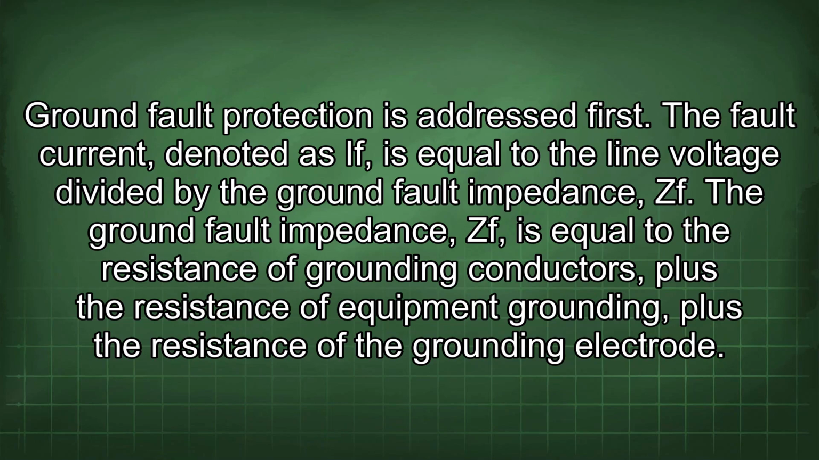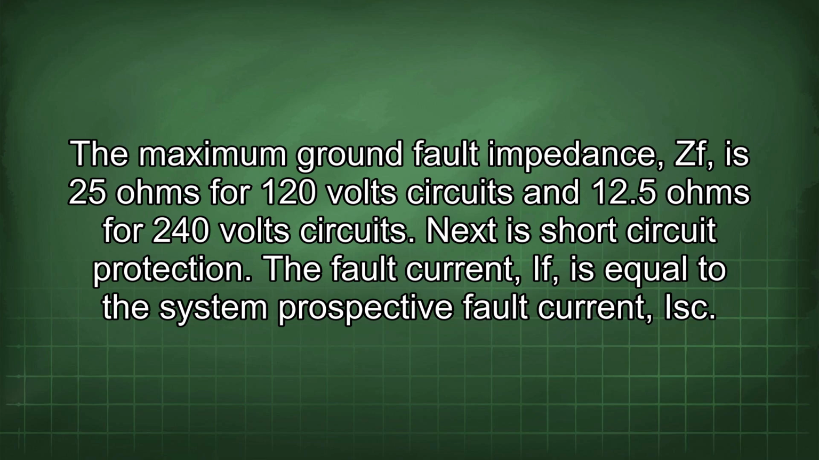Ground fault protection is addressed first. The fault current, denoted as F, is equal to the line voltage divided by the ground fault impedance, Cf. The ground fault impedance, Cf, is equal to the resistance of grounding conductors plus the resistance of equipment grounding plus the resistance of the grounding electrode. The maximum ground fault impedance, Cf, is 25 ohms for 120 volt circuits and 12.5 ohms for 240 volt circuits.